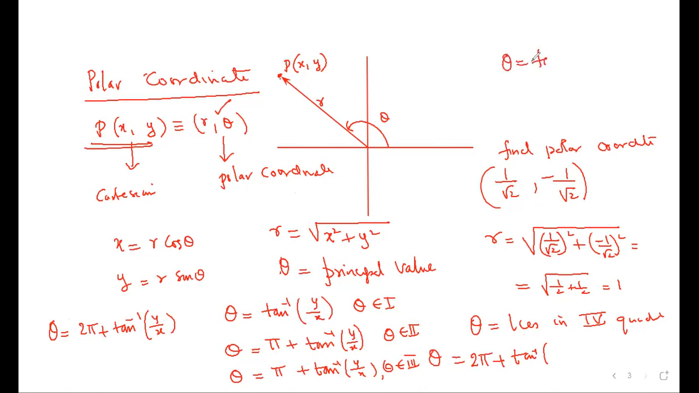Theta is equal to 2 pi plus tan inverse y by x. How much is y? Minus 1 by root 2 upon 1 by root 2. So 2 pi plus tan inverse of minus 1, so 2 pi minus pi by 4. So how much did it become? 7 pi by 4. Is it okay? So your r is 1 and theta is 7 pi by 4. Is it clear to you?